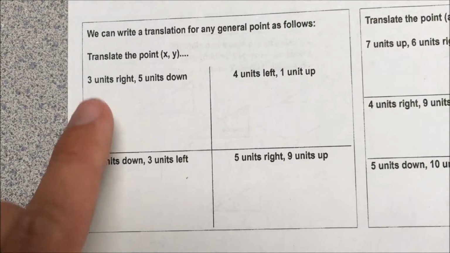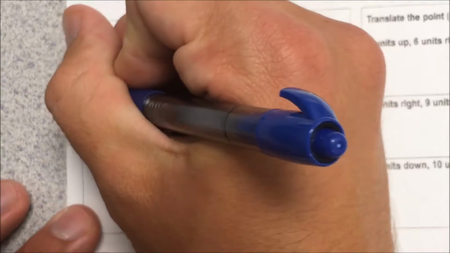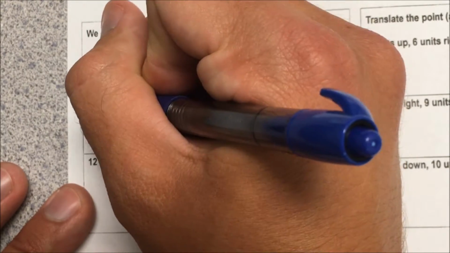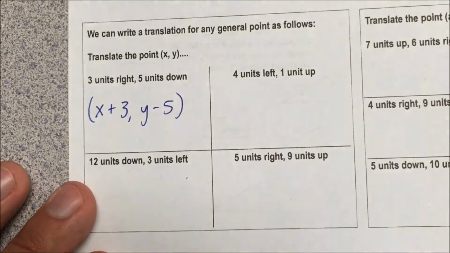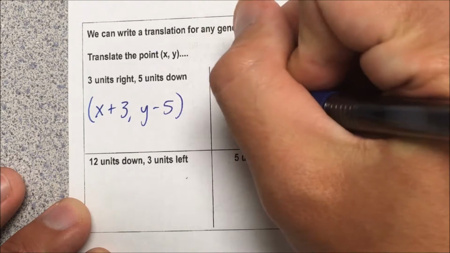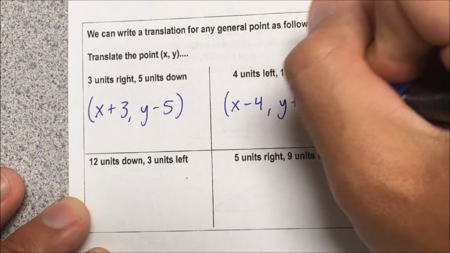So I've got these 3 units to the right and 5 units down. That would be X plus 3 and Y minus 5. 4 units to the left, that would be X minus 4 and Y plus 1.